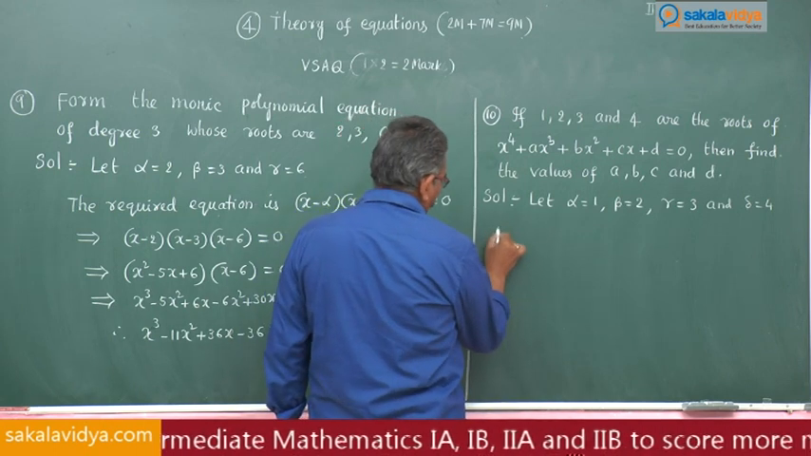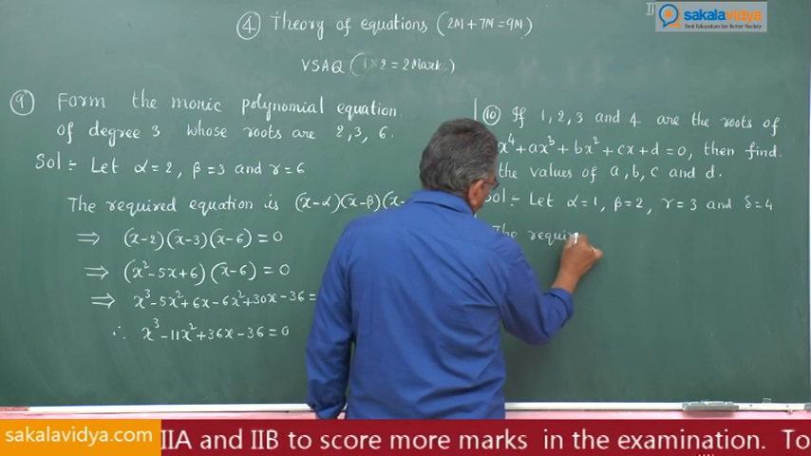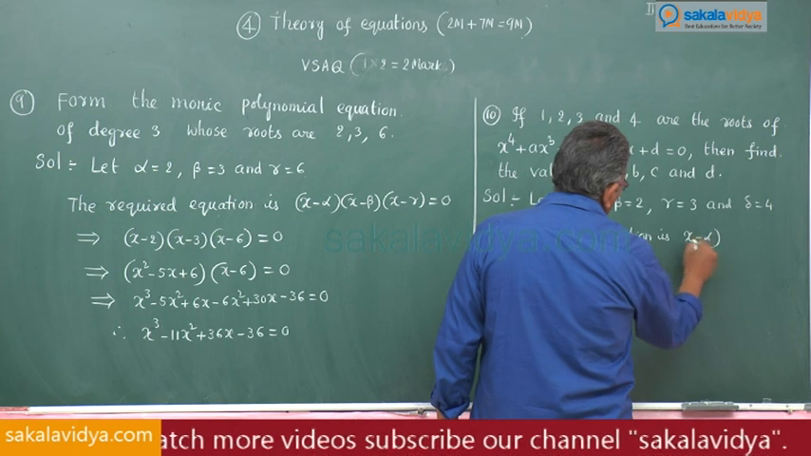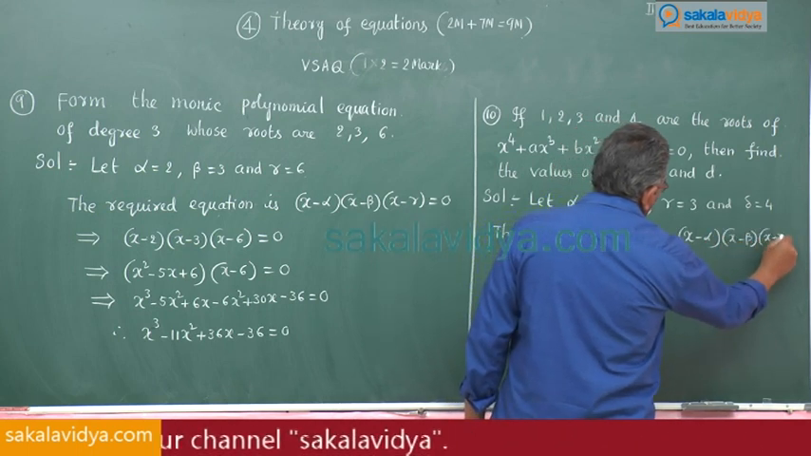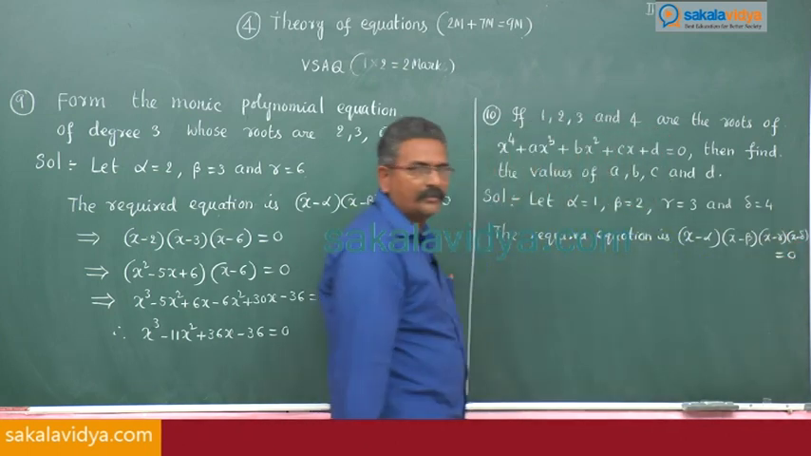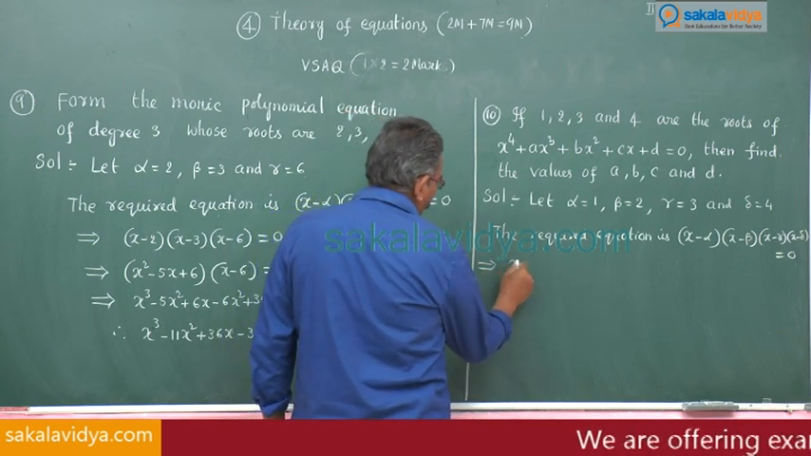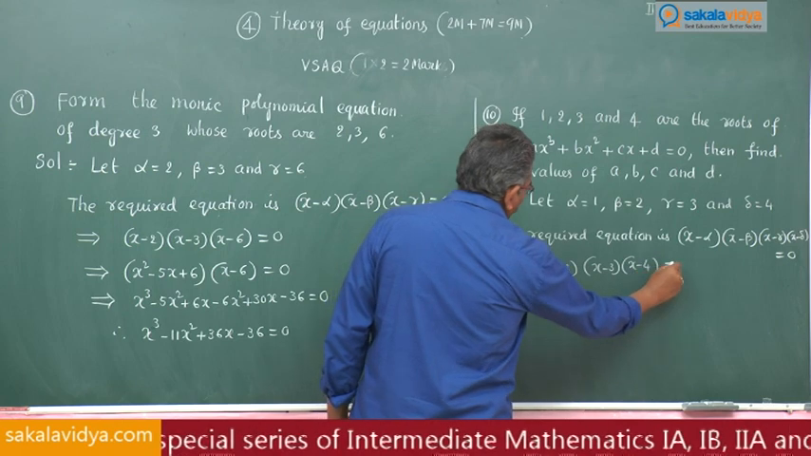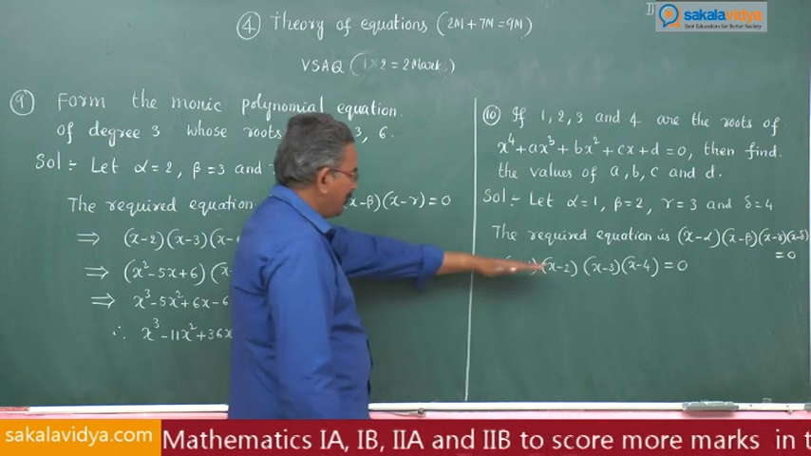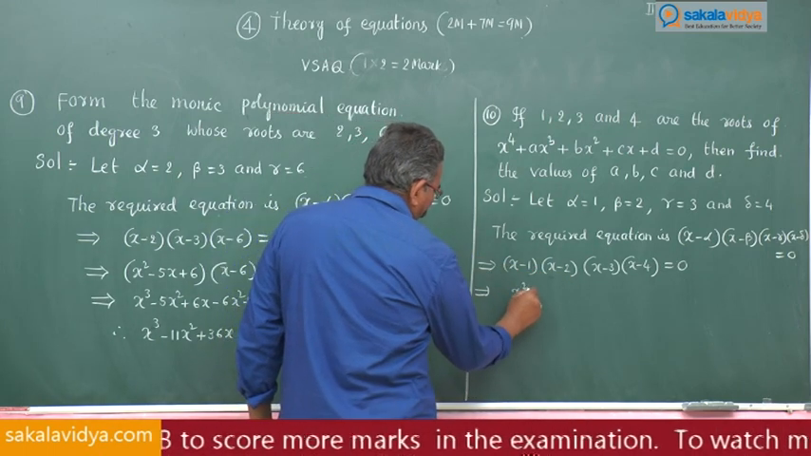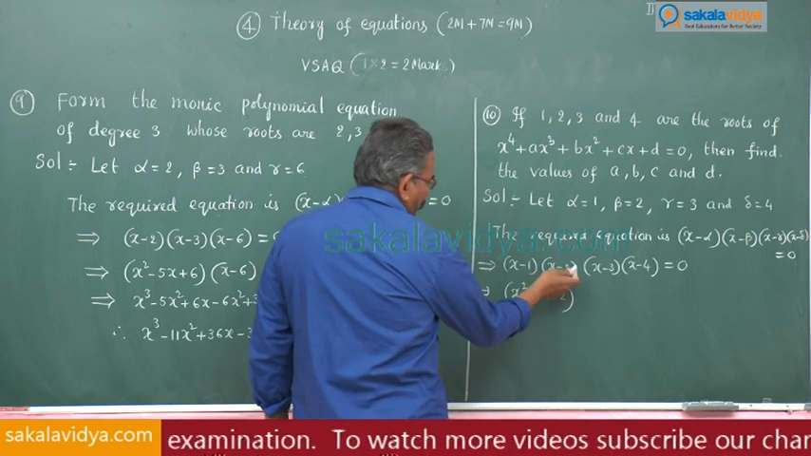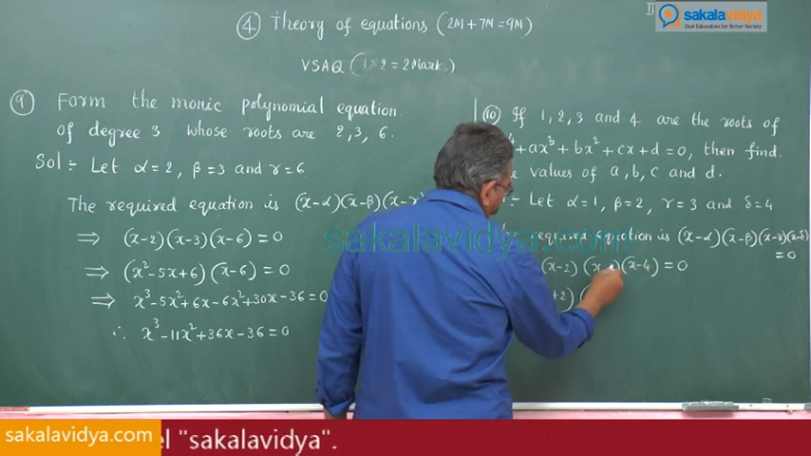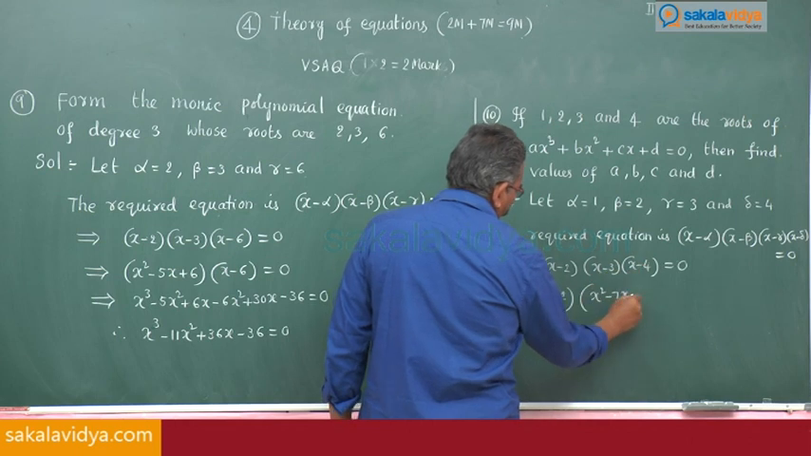the required equation is x minus alpha, x minus beta, x minus gamma, x minus delta is equal to 0. So, we get x minus 1 into x minus 2, x minus 3 into x minus 4 equal to 0. So, first let us multiply these two. So, we get x square minus 3x plus 2, very simple, minus 2 minus 1 is minus 3x, minus 2 into minus 1 is plus 2. Here x into x, x square, minus 4 minus 3 is minus 7x term, minus 3 into minus 4 is plus 12 is equal to 0.